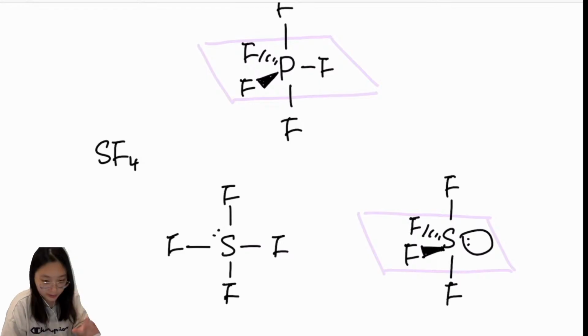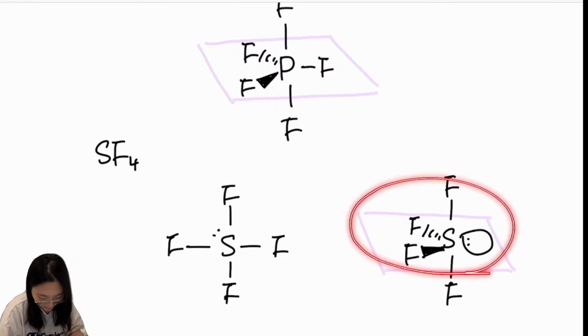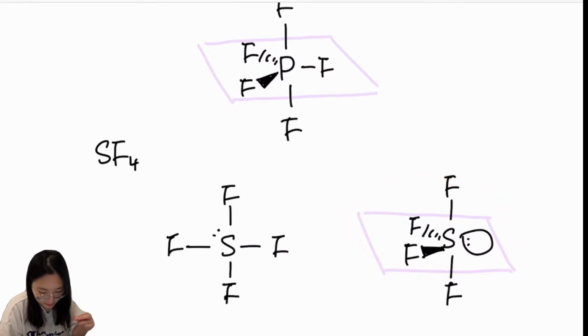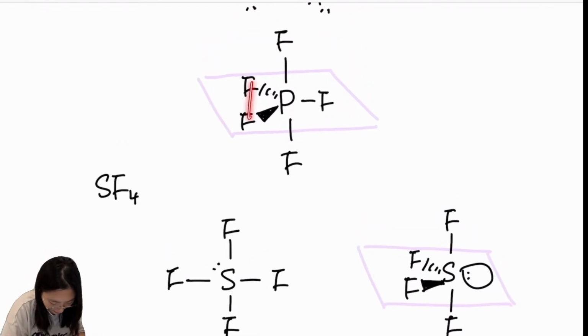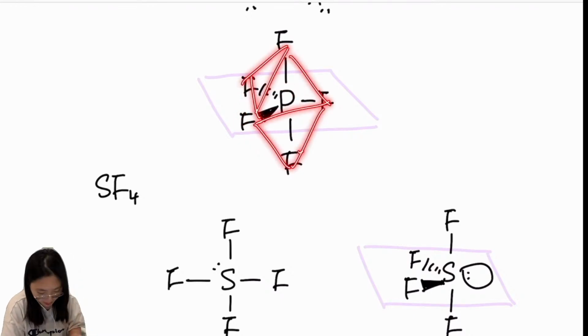Again, the electron domain geometry of SF4 is trigonal bipyramidal, because you have a triangle on the plane and then it's pointing upward. So this is a trigonal pyramid, and then you have another trigonal pyramid pointing downward. So you have two pyramids, so it's called trigonal bipyramidal. That's the electron domain geometry.